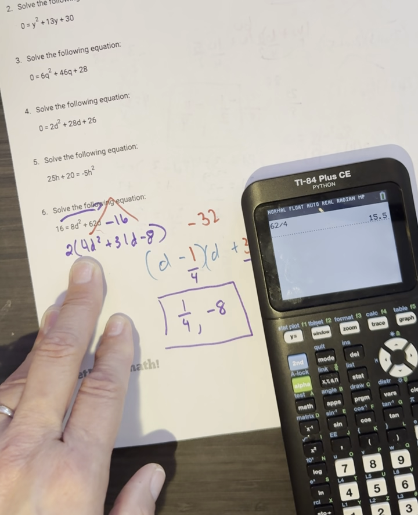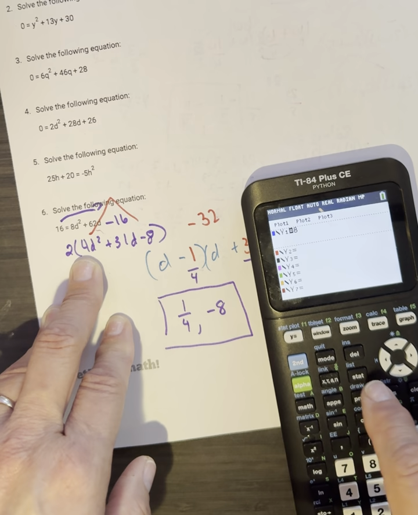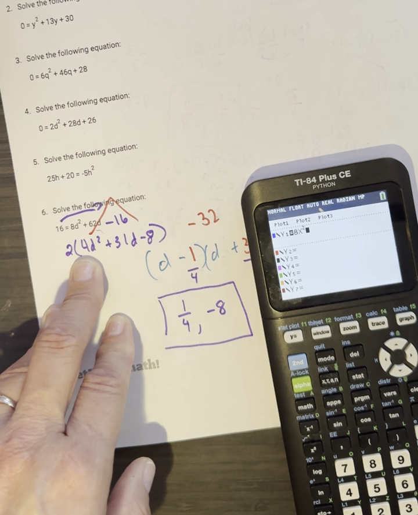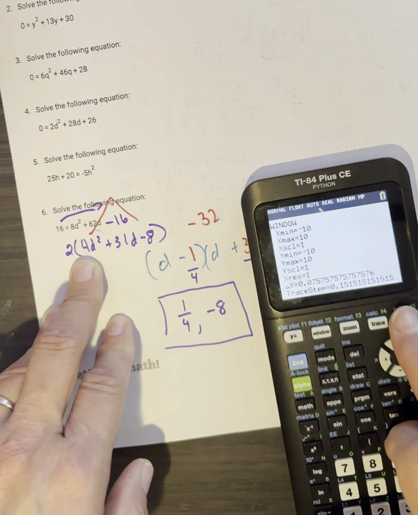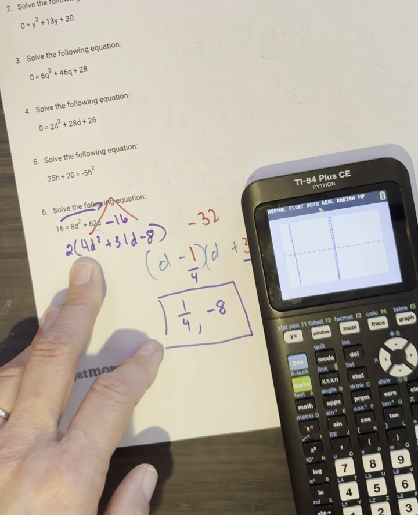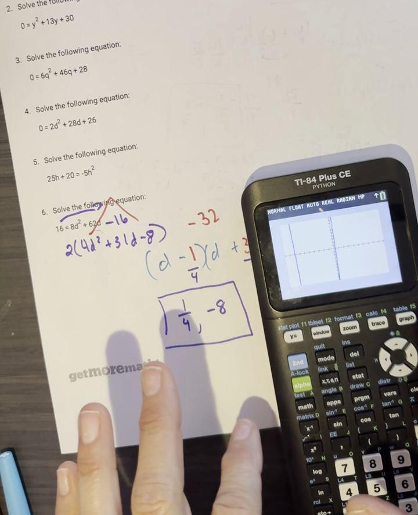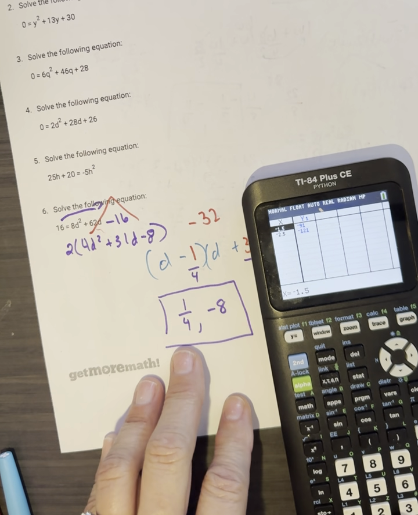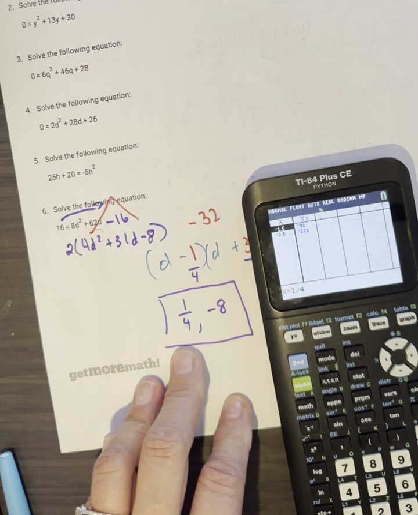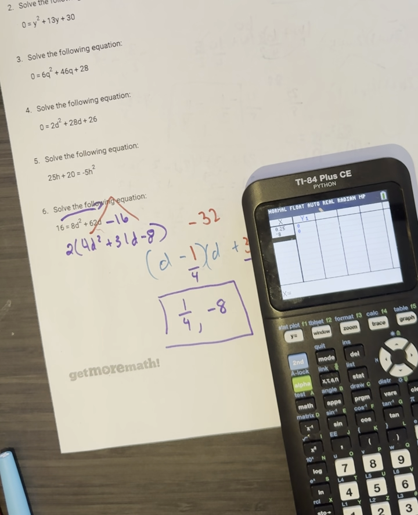So again, just a reminder, you can go to y equals 8x squared plus 62x minus 16. And let me see where I'm at. I'm on standard. So there's the negative 8 and there's the 1/4. So you can visually check and see if your answers are correct. And then of course in the table, you can put 1/4. I have mine on ask, and negative 8, and they should give you zeros. If they don't, you've done something wrong.